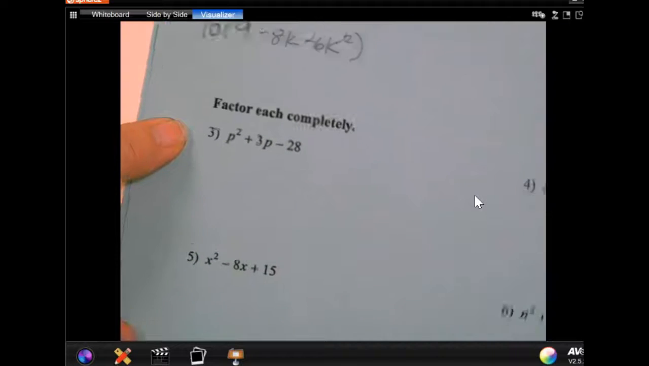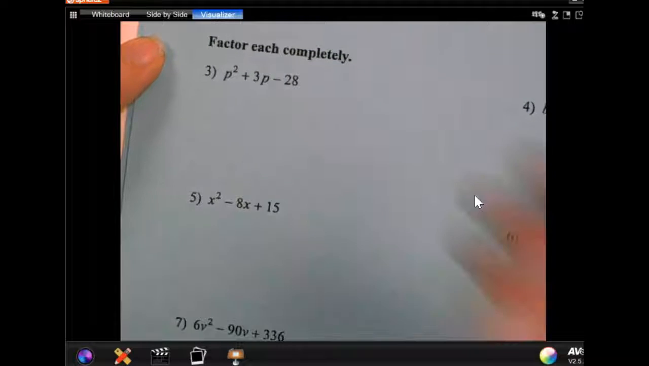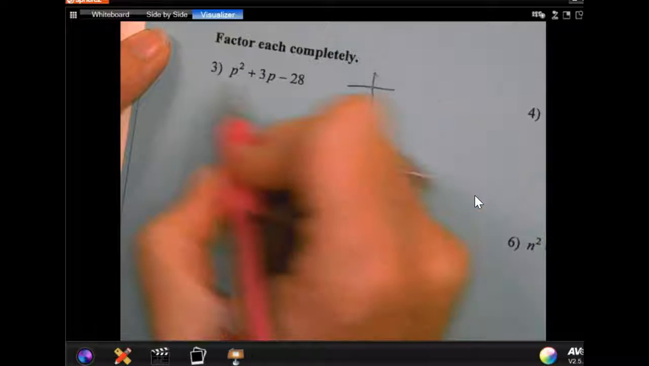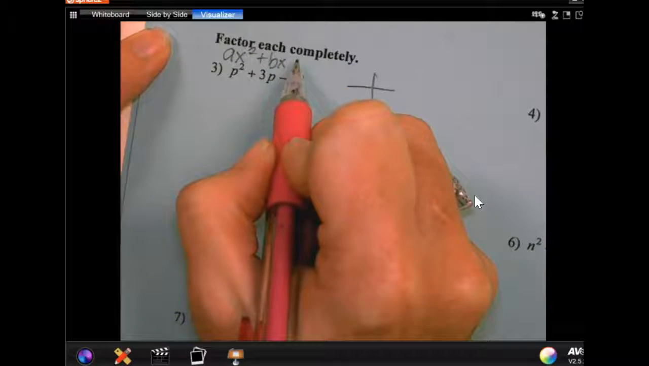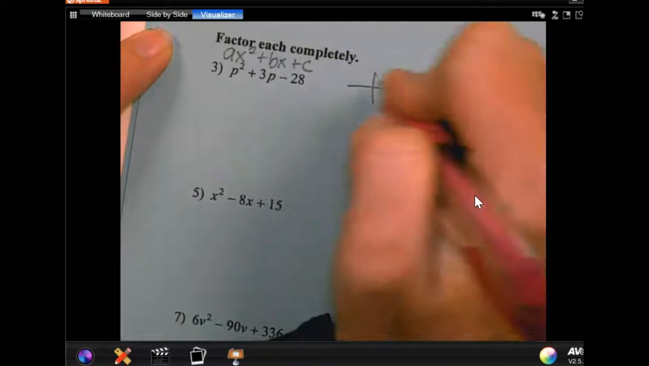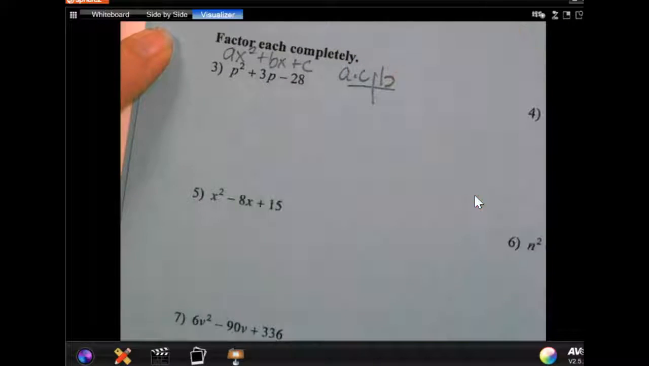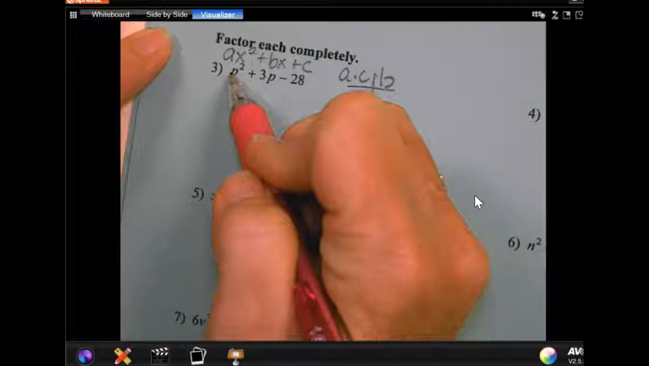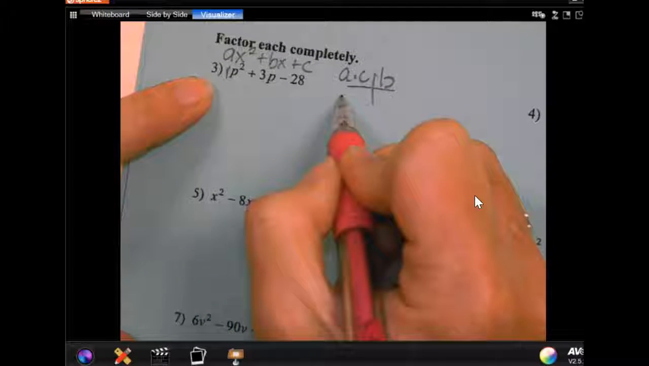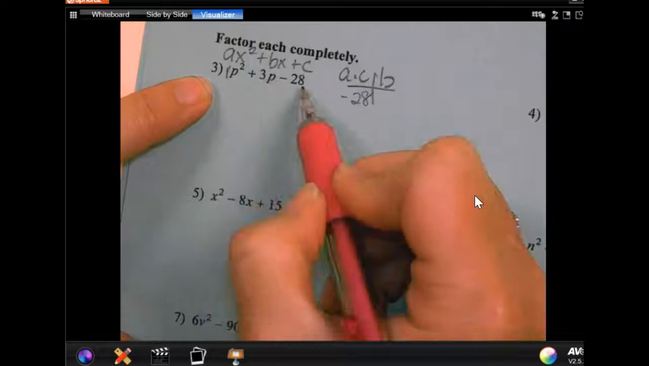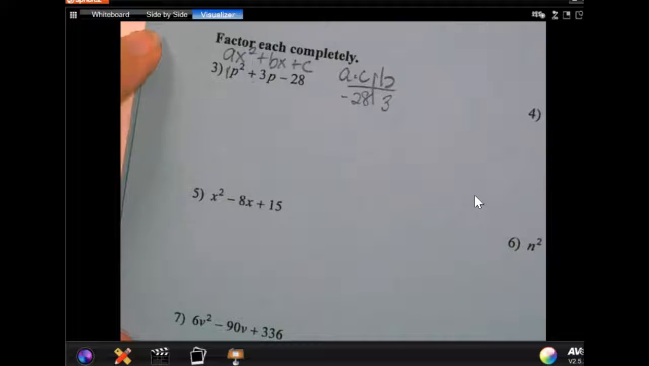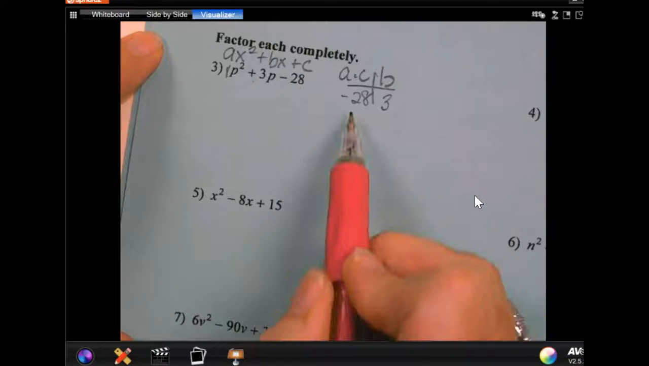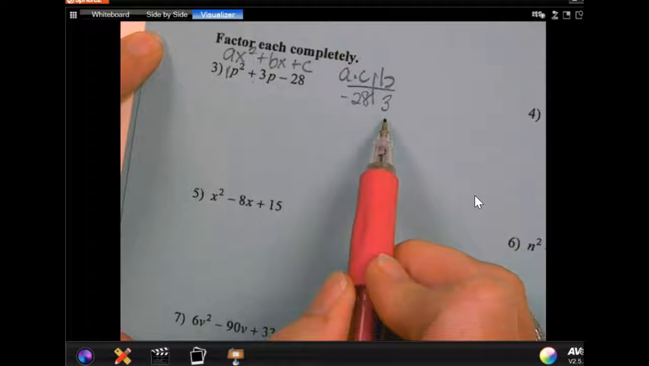When it says on number 3 to factor completely, that's where we're actually going to do the t-chart. In standard form, it's ax squared plus bx plus c. So we take a times c and b. If I take a times c, the a in this case is 1. That gives you negative 28, because I take 1 times negative 28, and the b is 3. So I want numbers that multiply to negative 28 but add to 3.